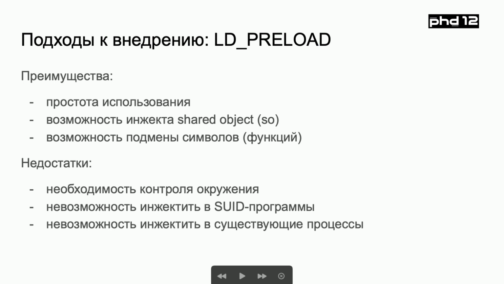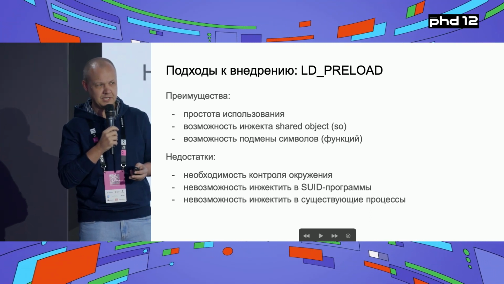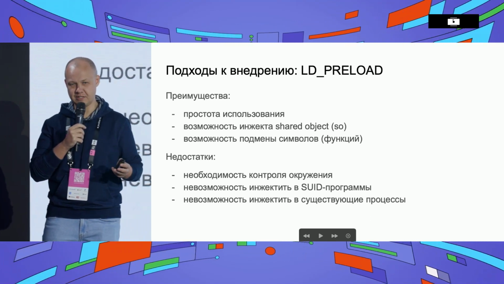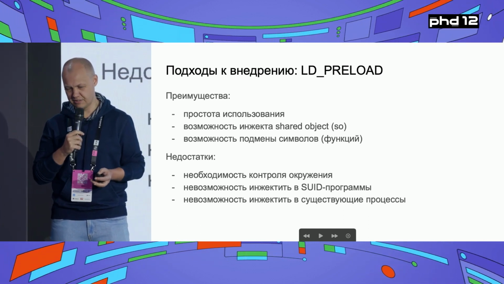So the advantages here are that it's very easy to use. All you have to do is set up this environment variable, and it's very easy to inject the shared object. If some symbols are public and available, you can easily substitute symbols or functions. For debugging, for example, we need to replace the memory allocator with an allocator with some debug information. That is done very simply with LD preload.